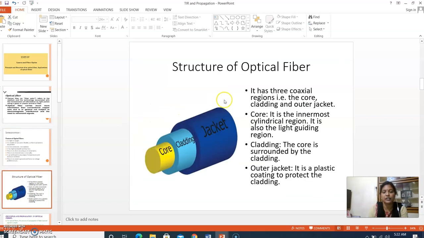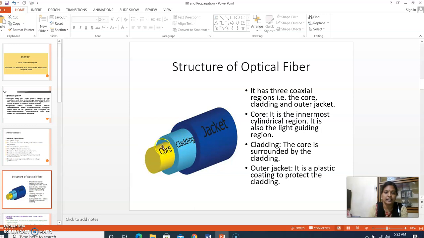Now this is the structure of an optical fiber. We have the inner layer called the core, the next layer is called the cladding, and the outer layer is called the outer jacket or buffer layer. So core, cladding and the jacket here.